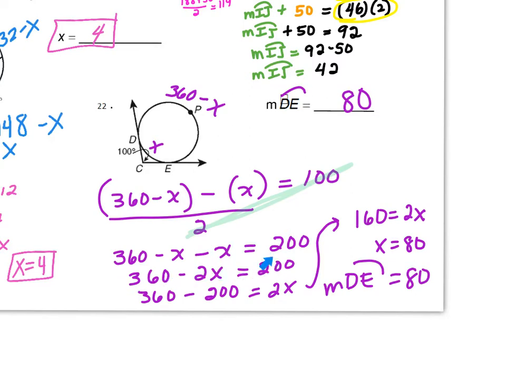I'm going to switch these two. So this one is going to go to the right side, turn positive. And this one's going to go to the left side and turn negative. 360 minus 200 is equal to 160, and I still have 2x on the other side. If I divide by 2, I get x equals 80. But they didn't want that. They wanted me to give them the measurement of the arc DE, not x. But x happens to be the arc DE, so the arc DE is also 80.